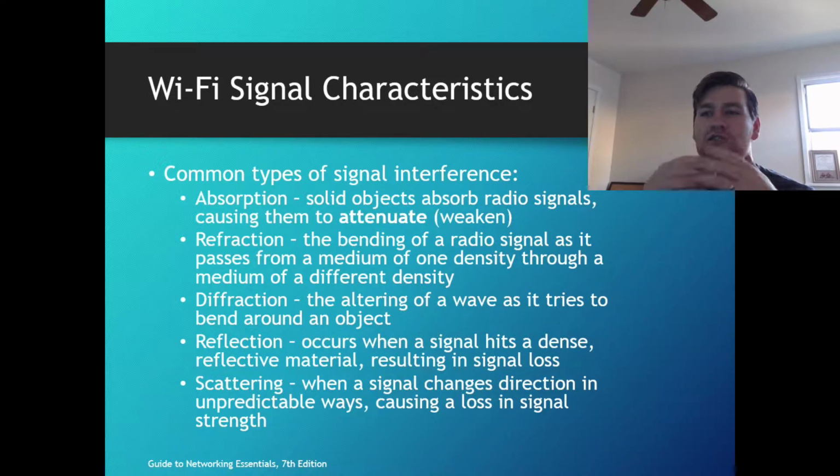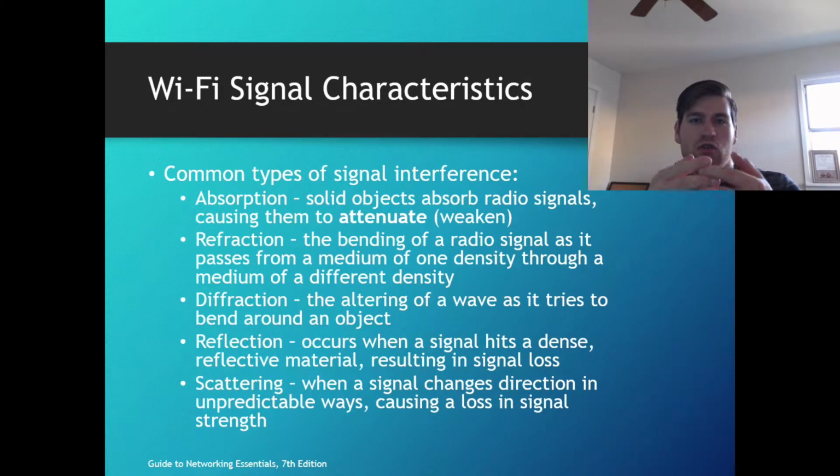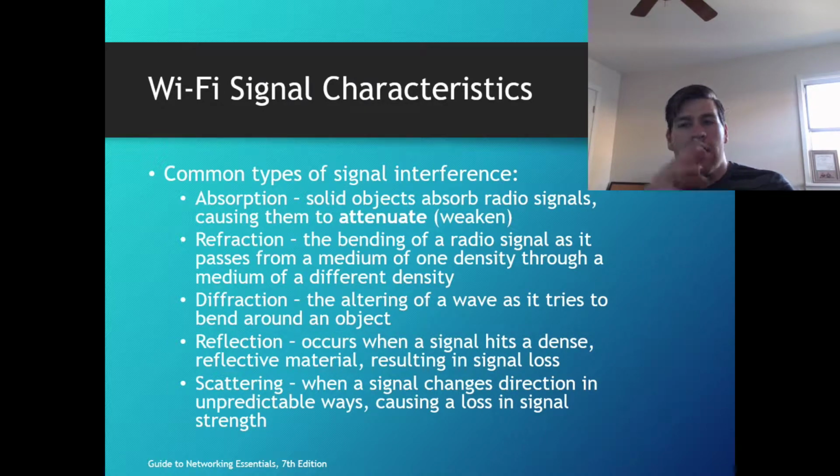And then finally, scattering. Scattering usually happens at the extremes of the range of a wireless signal. Once absorption has taken place to a significant degree, the signals have been weakened to the point where even air waves are beginning to scatter them in unpredictable ways. This would cause a loss in signal strength. So absorption and scattering both happen at the extremes of wireless signals. Absorption is what causes the scattering to occur. They've weakened down to the point where scattering just happens.